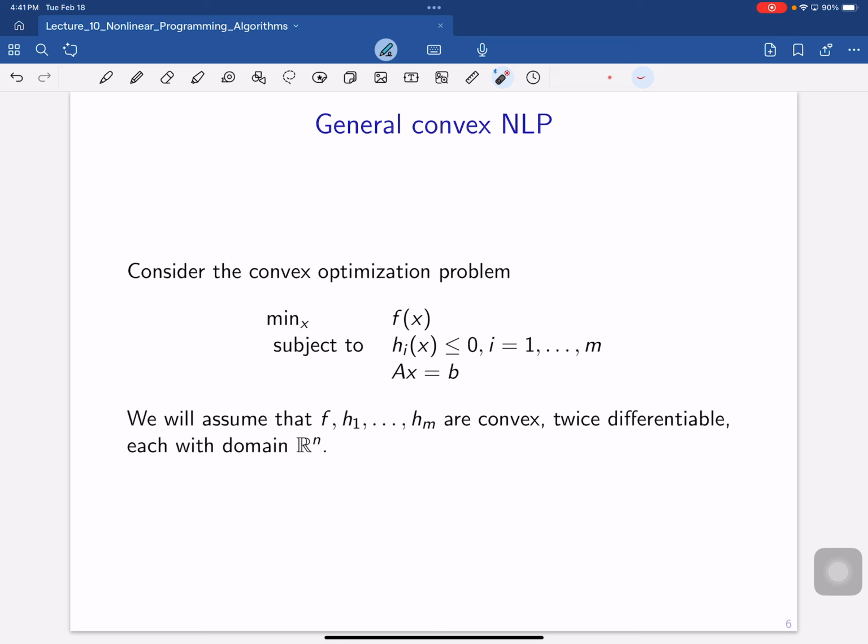So here, let's start talking about this particular problem. We assume f of x is a convex function. Then all the inequality constraints are described as h_i of x, and all the h_i are convex functions. And we assume they are twice differentiable, right? Because sometimes you want to get the second order derivative. Let's just assume they are twice differentiable. Okay, and then each of these has a domain R^n. Now you also have some equality constraints. Okay, that's the problem we are targeting here.